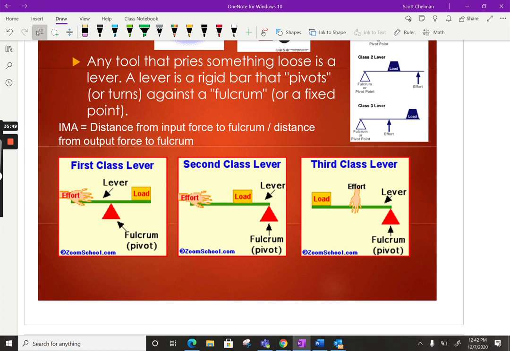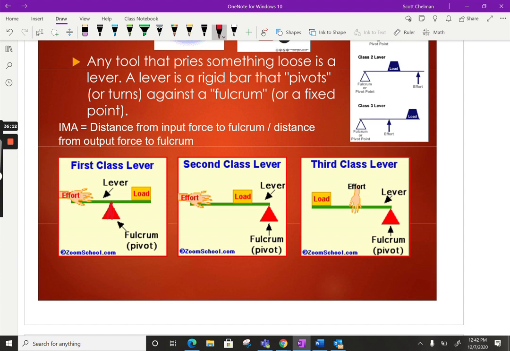All right, settle down, everybody. The fulcrum is the pivot point. So wherever the pivot point of the lever is, that's where we say the fulcrum is, and that determines which class of lever it is. And the class of lever will tell us kind of what it's good for.